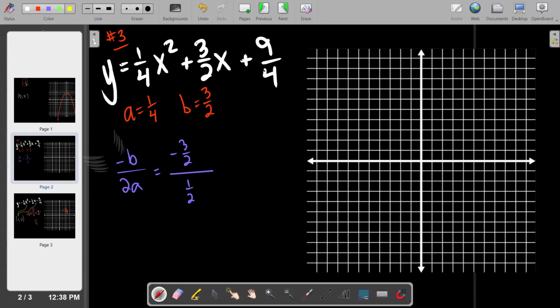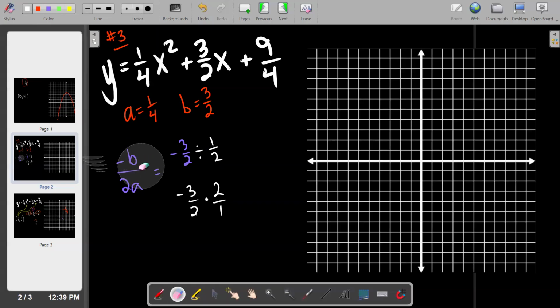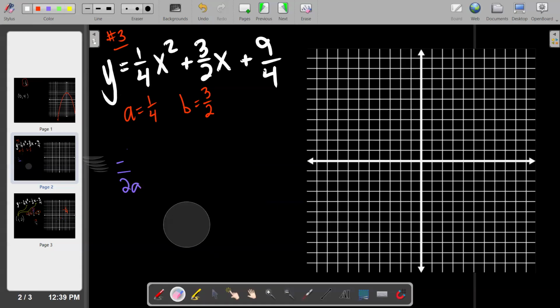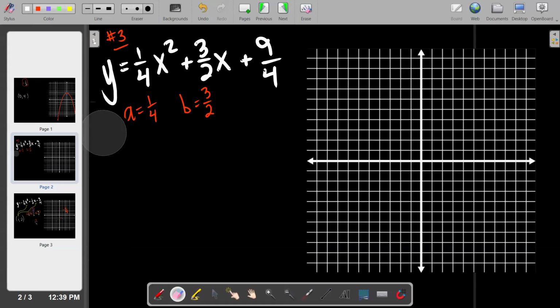Copy dot flop. So instead of writing it as negative 3 halves divided by 1/2, because that's what this really says, right? You get that. And then we just copy dot flop it. So we go negative 3 halves times 2 over 1, so it would be negative 6 over 2, which is negative 3. Right. So having said that, we now know that the vertex is at negative 3, comma, blank.